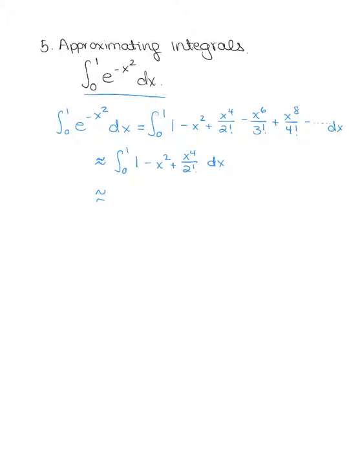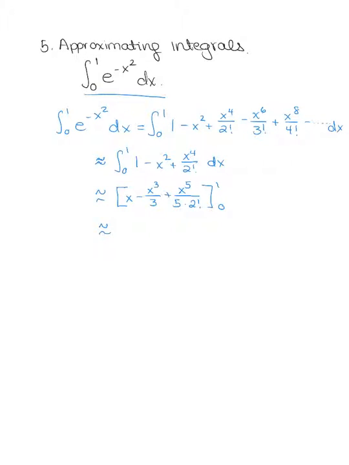Okay, so now we can apply the fundamental theorem of calculus to this polynomial. We know polynomials are really easy to integrate. So an antiderivative of the integrand is going to be x, and then we get minus x cubed over 3 plus x to the 5th divided by 5 times 2 factorial. Okay, and since this is a definite integral, we want to evaluate that at 1 and 0.